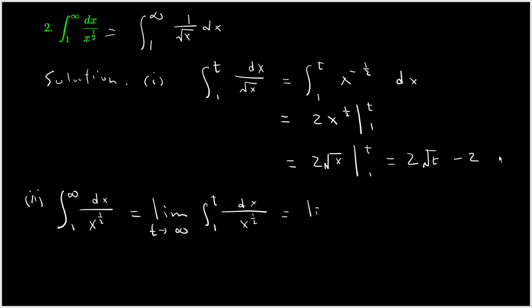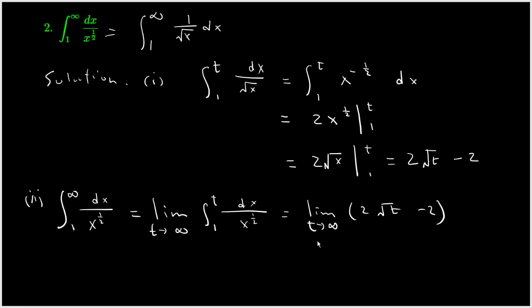So all we need is to take the limit as t approaches infinity of 2 square root of t, minus 2. Anybody want to tell me the answer to this, please? Infinity? It's infinity. Infinity is right.